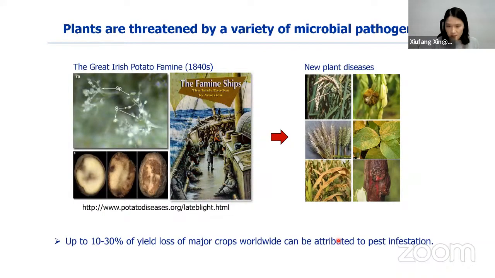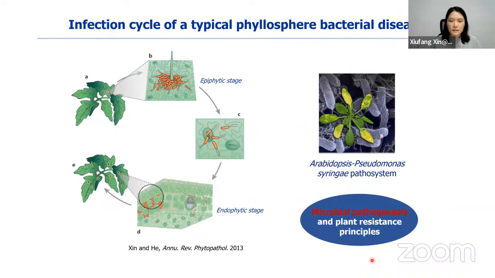So I work with plant microbe interactions. The plant diseases caused by a great variety of microbial pathogens in nature are a great threat to plant survival. There have been statistics showing that a substantial percentage of the yield loss of major crops in the world can be attributed to pest infestation. So it's a big problem. Since my PhD, I was trained on plant pathogen interactions, mainly using the Arabidopsis thaliana, Pseudomonas syringae pathosystem. This is a model system that has been widely used in our field over the last 20 years to understand plant resistance and microbial pathogenesis principles.